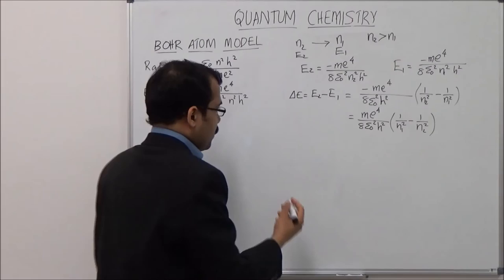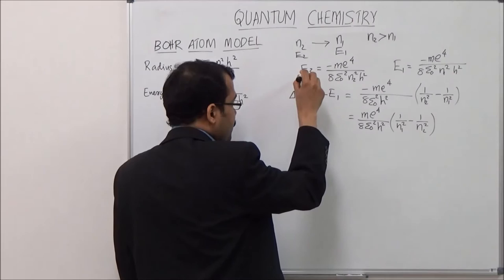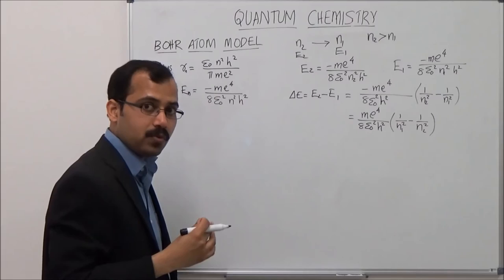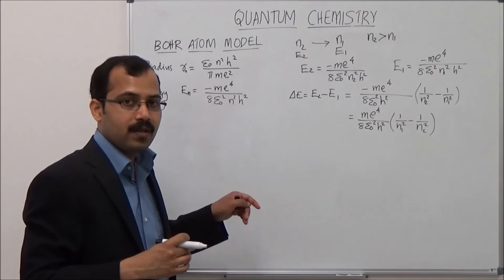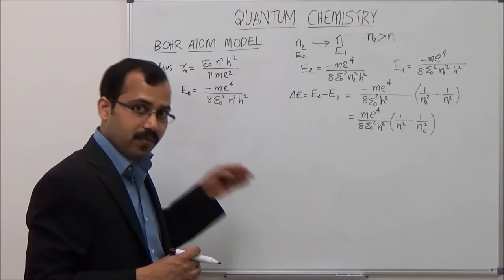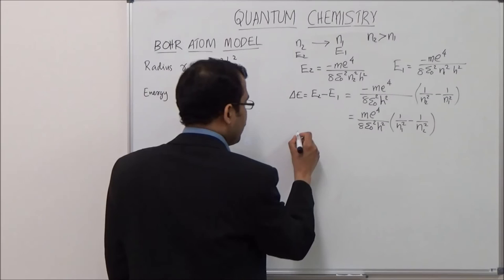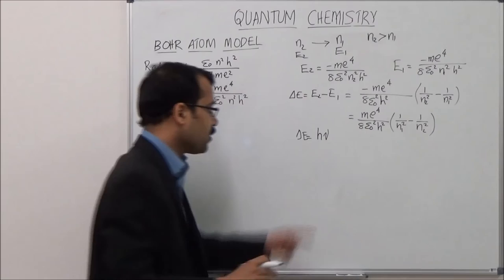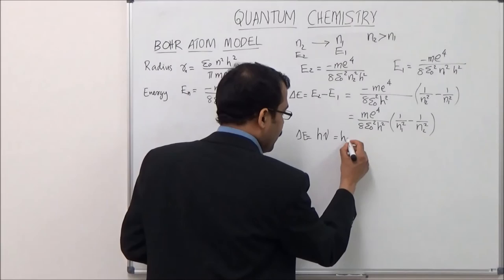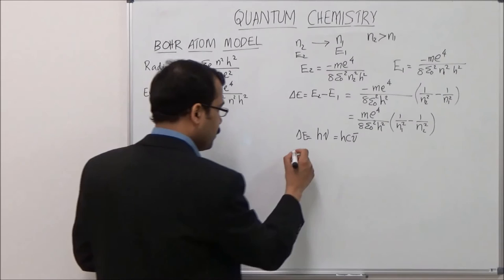And when the electron makes the transition from E2 to E1, that is from the higher orbit to the lower orbit, radiation will be emitted. And Bohr said that the frequency of this radiation will depend on the energy difference by the equation delta E is equal to h nu, where nu is the frequency of the radiation emitted. So h nu is equal to hc nu bar, where nu bar is the wave number. So we can write nu bar is equal to delta E divided by hc.